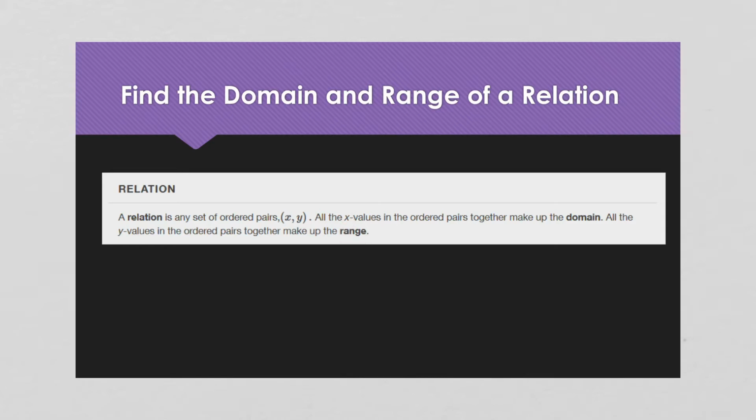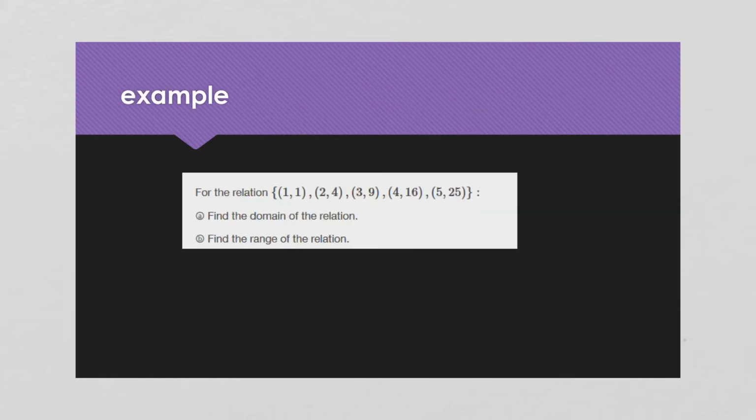That's all this is. All right, so for this it says find the domain of the relation. Really, all I'm asking you on part A is to tell me the x values. We usually do the fancy squiggly bracket here, and we list the x values in order from least to greatest. So 1, 2, 3, 4, 5, and then close it with a squiggly bracket.